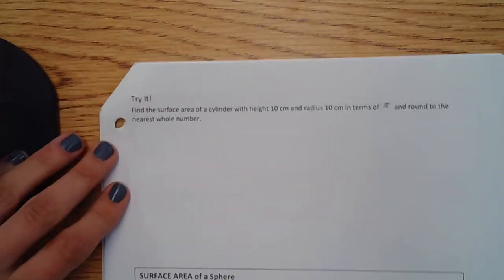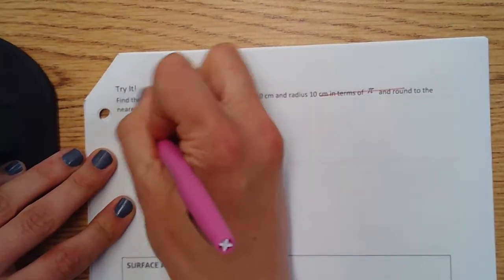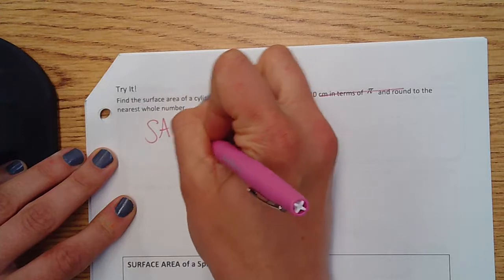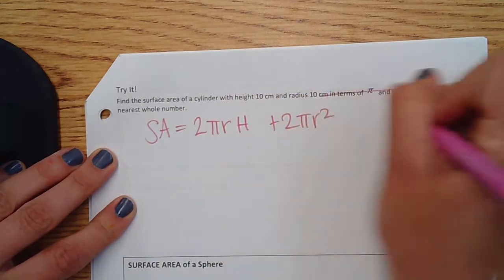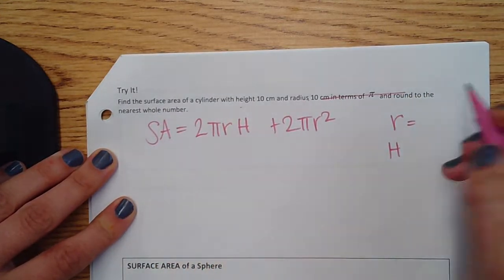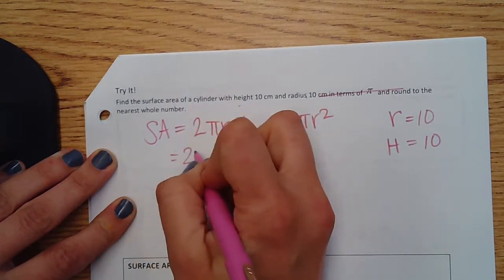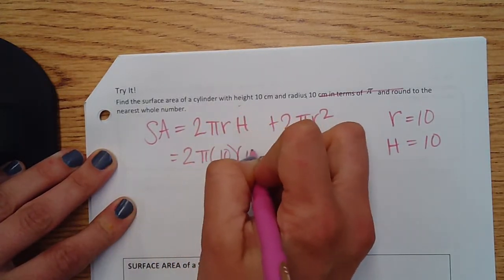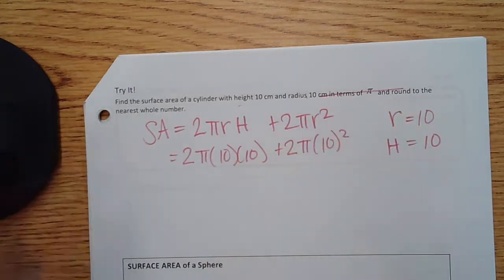All right, find the surface area of a cylinder. Go ahead and try this. Don't worry about it in terms of pi. Surface area equals 2 pi r h plus 2 pi r squared. We need an r and an h. The height is 10, the radius is 10. So we get 2 pi 10 times 10 plus 2 pi 10 squared.